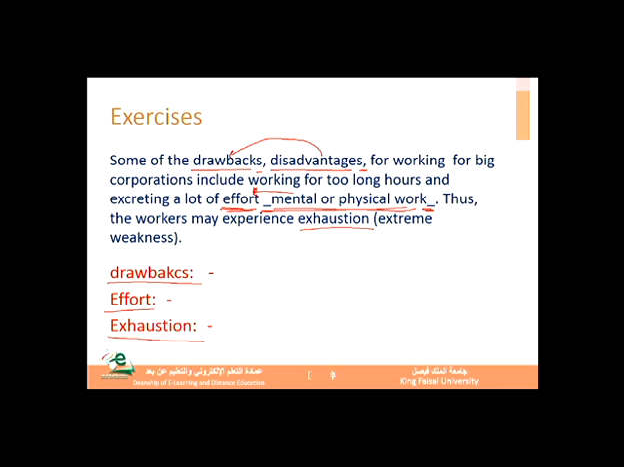Now, that's another word I don't know the meaning of, for example. So, we have this clue here. We have parentheses, extreme weakness. So, if we read the sentence again and say, for example, the workers may experience extreme weakness, it goes well, it's logical. So extreme weakness means exhaustion. All right, so this is really, really simple.